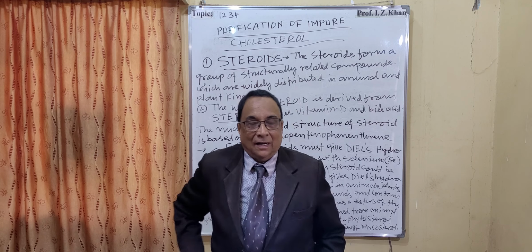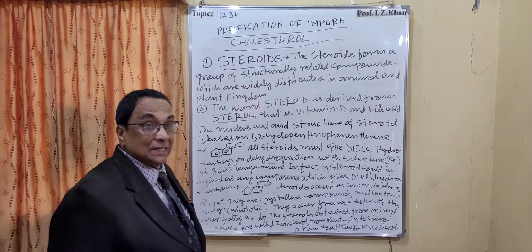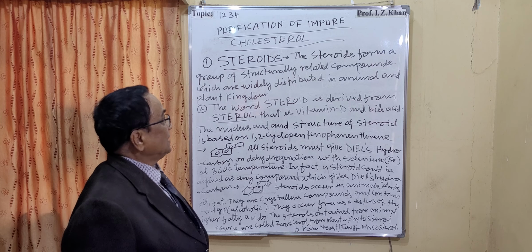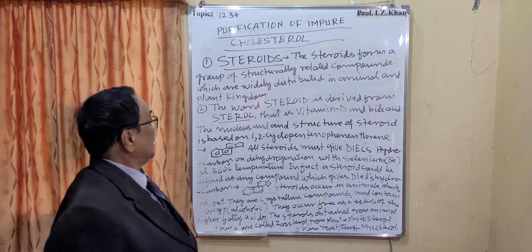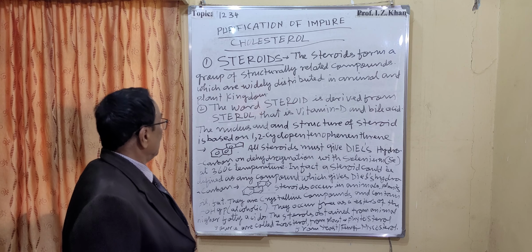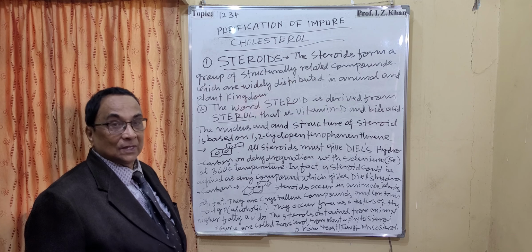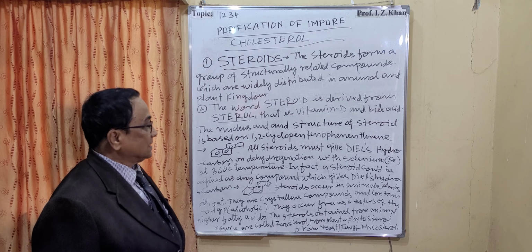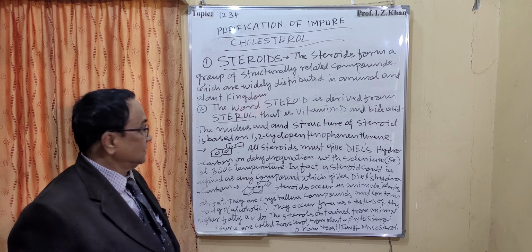So here a summary is given. See the definition, what are steroids? The steroids form a group of structurally related compounds which are widely distributed in the animal and plant kingdom. Number two, the word steroid is derived from sterol, meaning vitamin D and also bile acid.